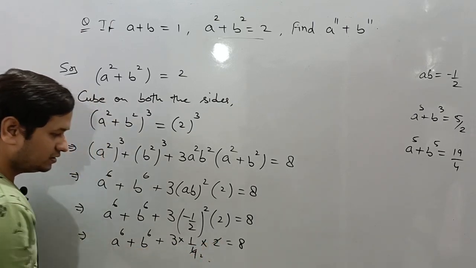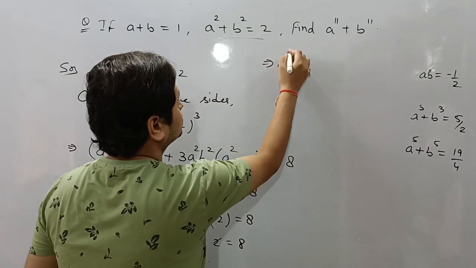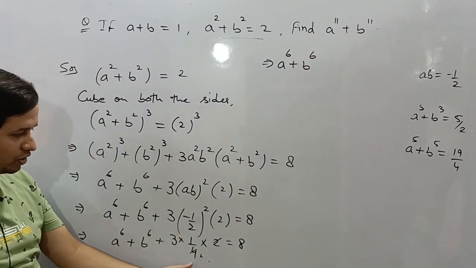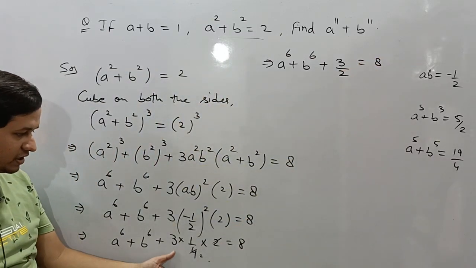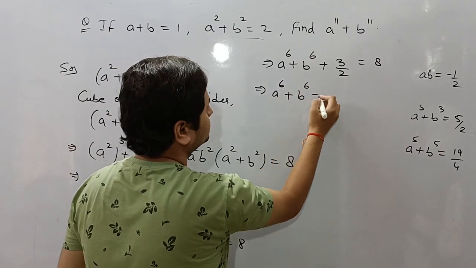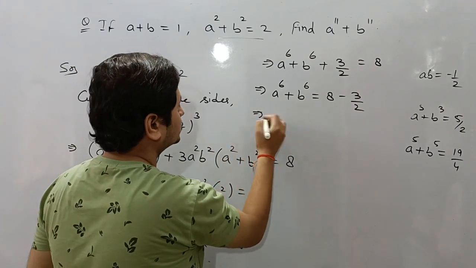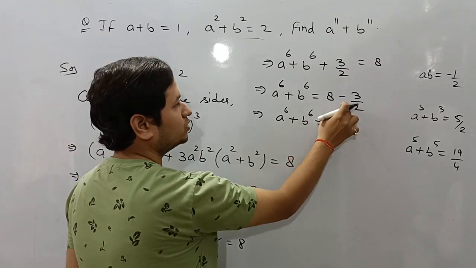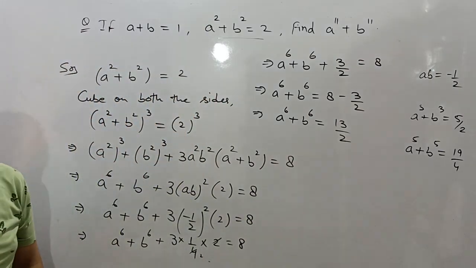Now 3 4 will be cancelled 2 times. So we have a^6 + b^6 + 3/2 = 8. Now a^6 + b^6 = 8 - 3/2, 3/2 will be transposed, and the value of a^6 + b^6 is 2 8s are 16, 16 minus 3, 13/2.